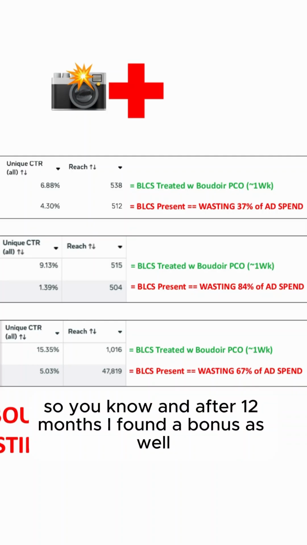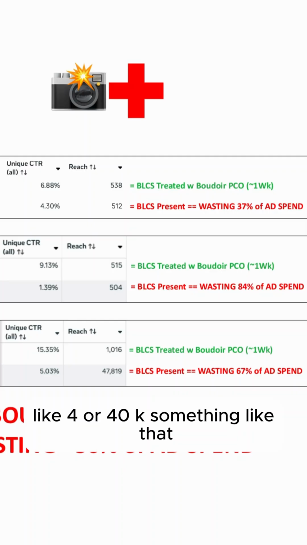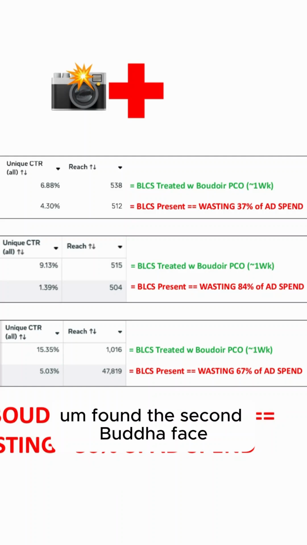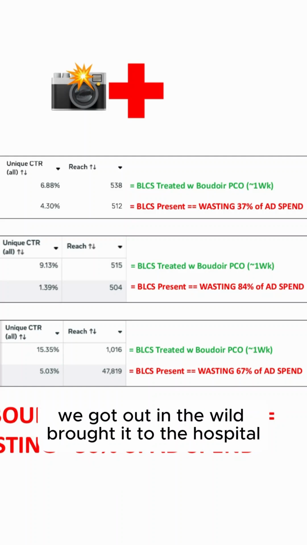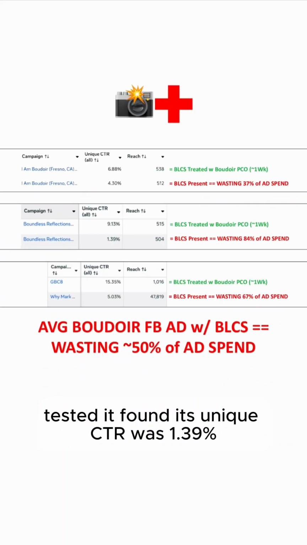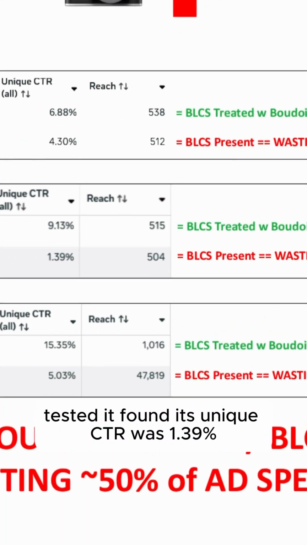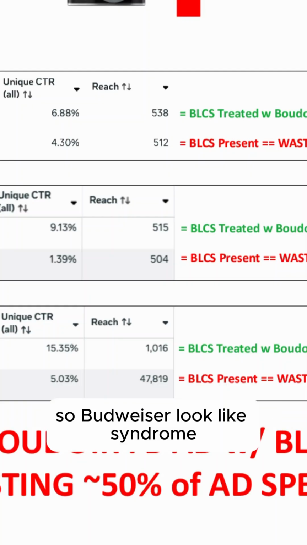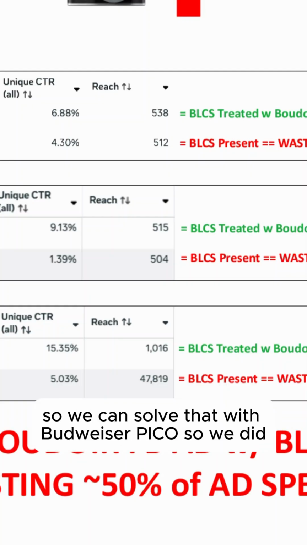So, after 12 months, that phantom bonus is like 40K, something like that. Second part of my residency, I found a second Boudoir Facebook ad out in the wild, brought it to the hospital, and tested it. Its unique CTR was 1.39%. So with a unique CTR under 6%, we know that BLCS is present. Boudoir low click syndrome. We can solve that with Boudoir Pico.